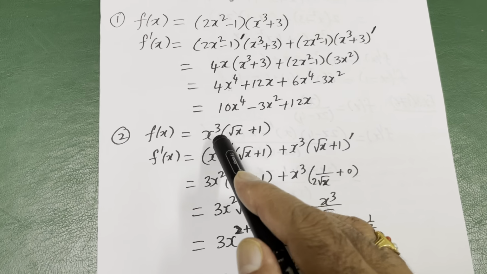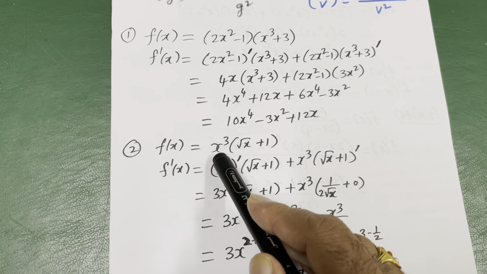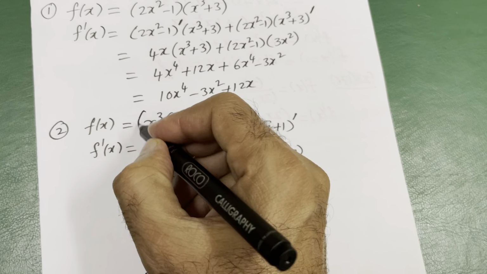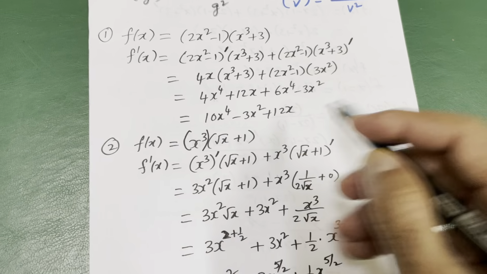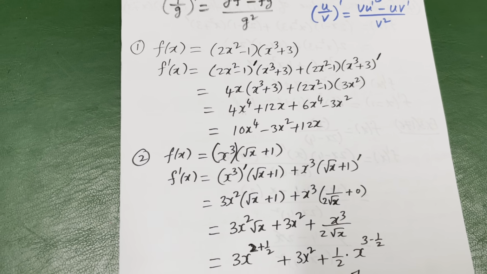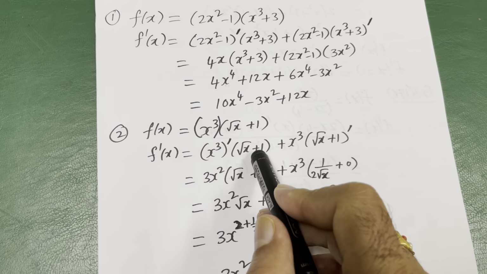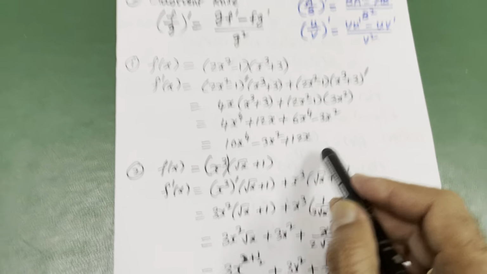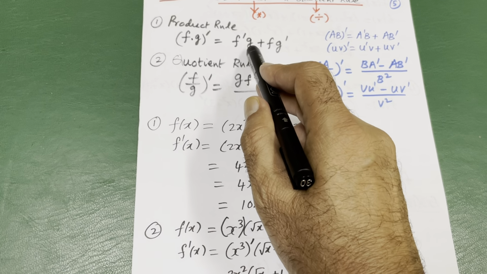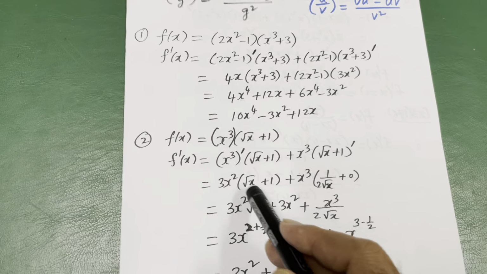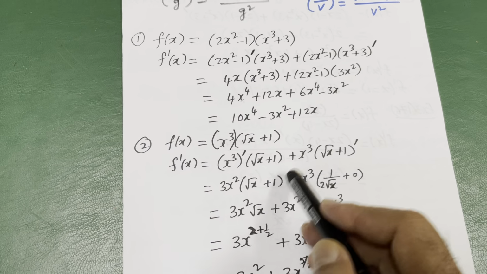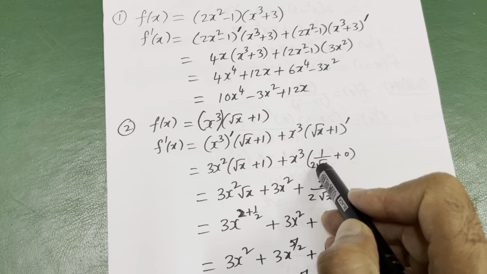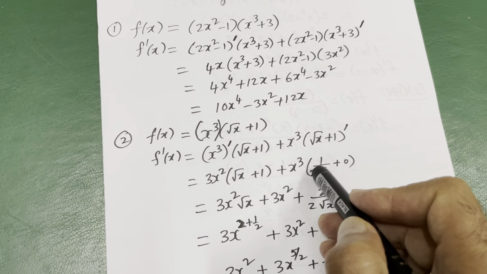Again one more problem, x cube multiply root x plus 1. X cube is one function and root x plus 1 is another function. So write x cube, root x plus 1. First you find the derivative of the first function, then the second function. That is the rule. So x cube derivative is 3x square, times root x plus 1, plus x cube times the derivative of root x plus 1. I ask you to remember root x derivative is 1 over 2 root x. Don't derive it every time.